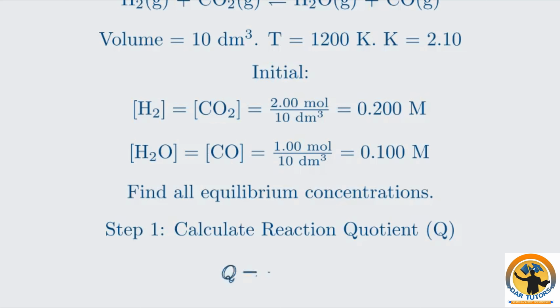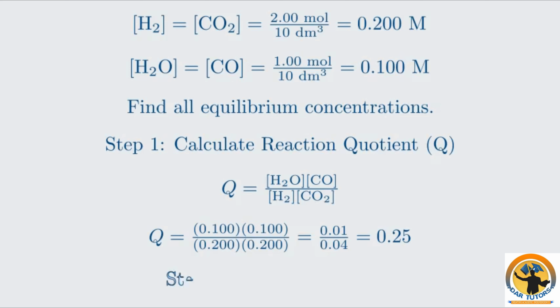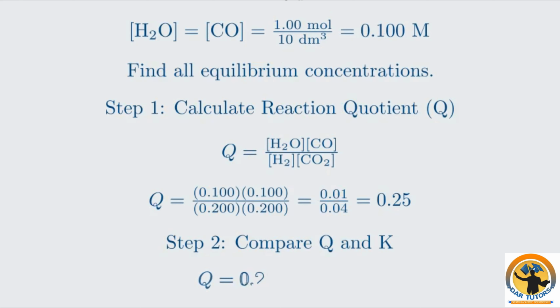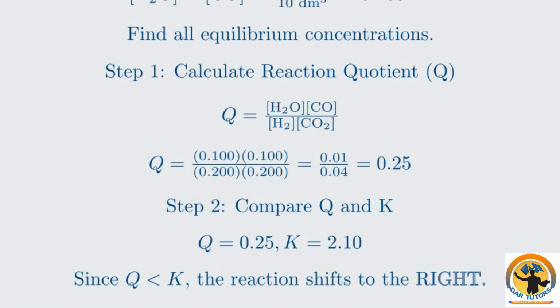Using the initial concentrations, Q equals 0.100 times 0.100 divided by 0.200 times 0.200, which is 0.25. The calculated Q of 0.25 is less than the given K of 2.10. Since Q is less than K, the reaction must shift to the right, towards the products, to reach equilibrium. This means reactants will be consumed and products will be formed.